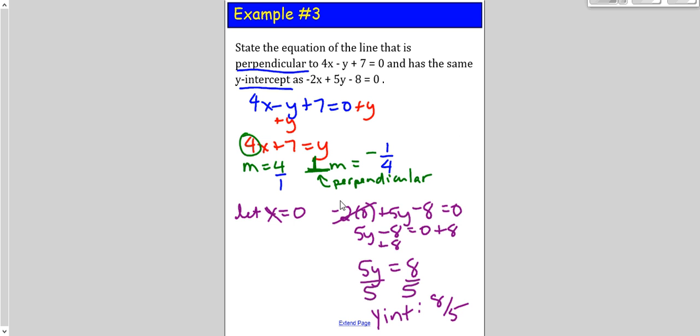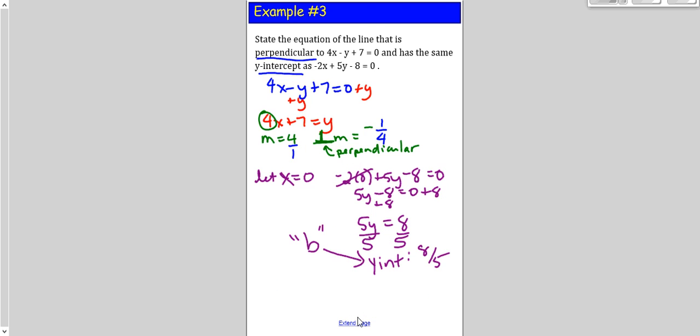I know, strange number. But another abbreviation for y-intercept, of course, is our b in y equals mx plus b. Remember, that's our y-intercept. So we now have enough information to actually write our equation. y equals my perpendicular slope, negative 1/4 x, plus b, my y-intercept, which is 8/5. Perfect.